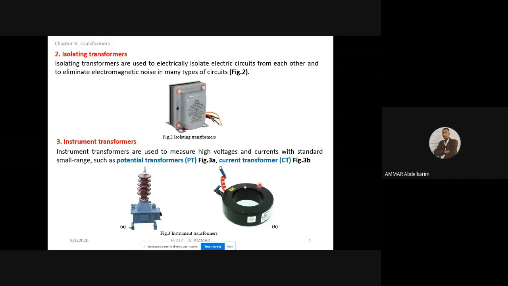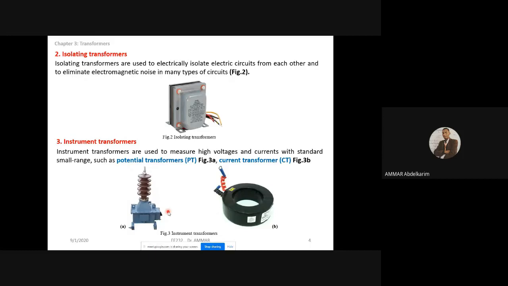And also we call this a current transformer. The instrument transformers are used to measure high voltage and current with a standard small range. So those transformers of the current or the voltage are used to measure the high voltage and the high current.